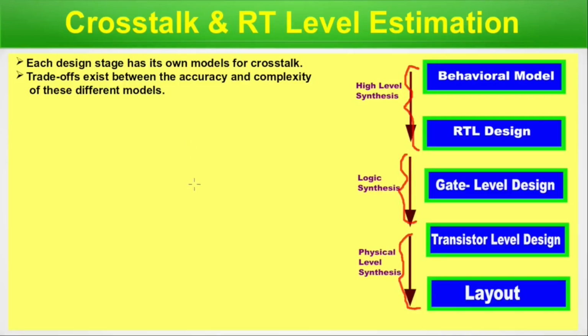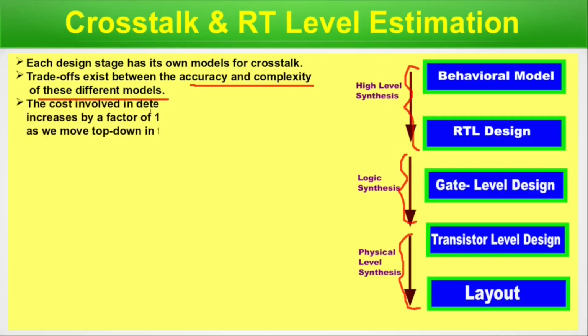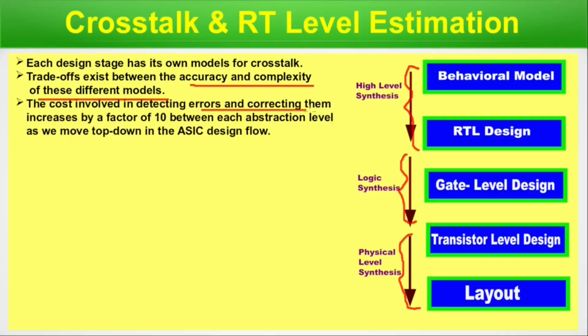Because we are doing it at physical design. Each design stage has its own model for crosstalk. Trade-offs exist between accuracy and complexity of these different models. The more accurate, the more complex and time consuming it is also. The cost involved in detecting errors and correcting them increases by a factor of 10 between each abstraction level as we move top down in the ASIC design flow. So as we move every step, the cost involved in correcting and detecting errors increases by 10 times.